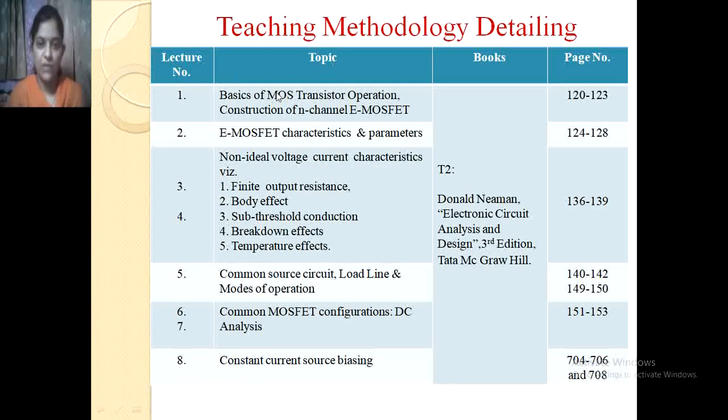So previously we have seen from this chapter the N channel E MOSFET, and before that we have seen the construction of N and P channel D MOSFET. Then we have seen the E MOSFET characteristics and parameters, that is non-ideal voltage current characteristics. Also we have seen biasing techniques for the E MOSFET. So today we are going to see this finite output resistance, body effect, subthreshold conduction, breakdown effect, temperature effects.